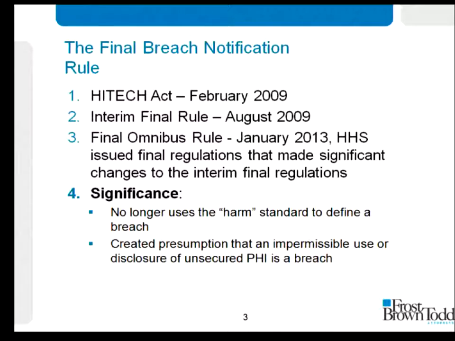And one of the real significances with respect to the breach notification changes that the omnibus rule had was with respect to that standard. As you likely have heard, the final rule no longer uses this harm standard to define a breach that needs to be provided notification of. Instead, what they've done is they've said that a breach is an impermissible use that compromises the security or privacy of the PHI, of the protected health information.